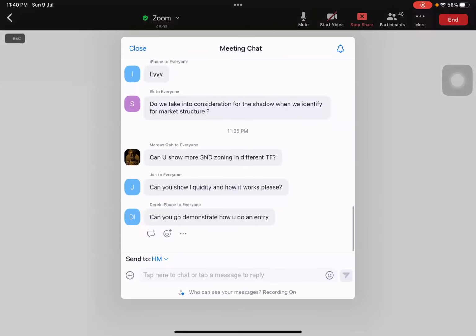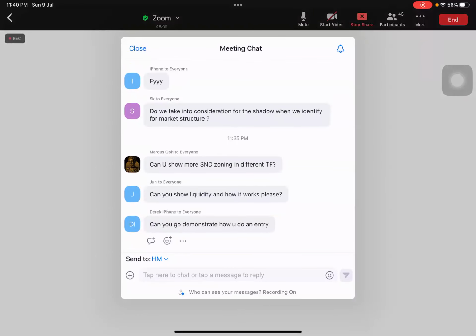Can you demonstrate how you do the entry? Okay, later. After the zoning on H4 or H1, I will look for the confirmations. In terms of confirmation, I will go more to the price action or the candlestick patterns in M30 and M15, these two time frames.